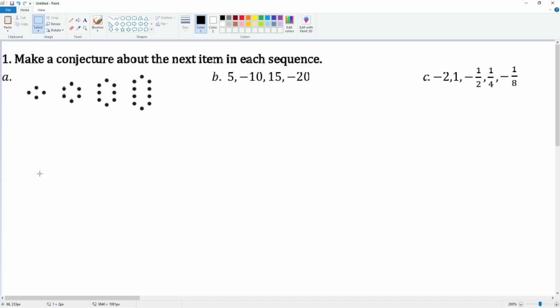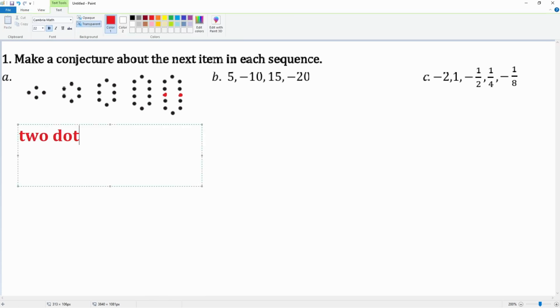Here we have number 1. You are going to be making a conjecture about the next item in this sequence. So A, it looks like the dots are increasing. So this is, let's say, the new one. But what is different about the new one, it looks like there are 2 more dots that are being added to the side. So you can write here that there are 2 more dots.